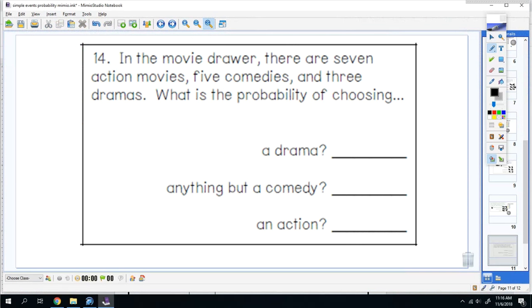14. In the movie theater, there are 7 action movies, 5 comedies, and 3 dramas. So there are a total of 15 movies. Drama, there's 3 dramas. So it'd be 3 out of 15, which is 1/5. Anything but a comedy? Well, there's 5 comedies. So it means that 10 of them are not a comedy. So it'd be 10 out of 15, which is 2/3. And an action would be 7 out of 15. And you can't simplify that because 7's prime.